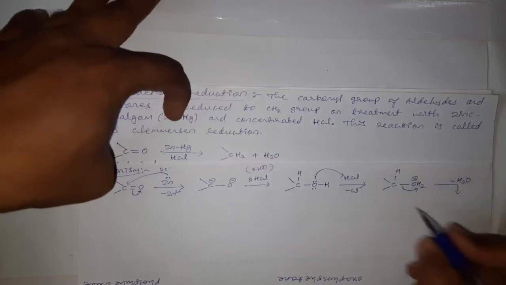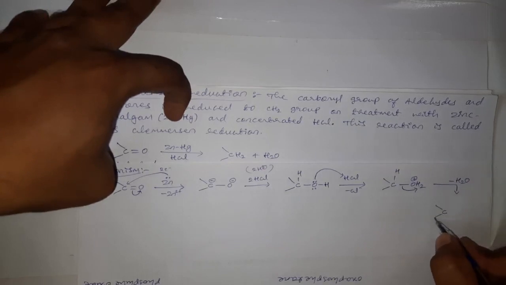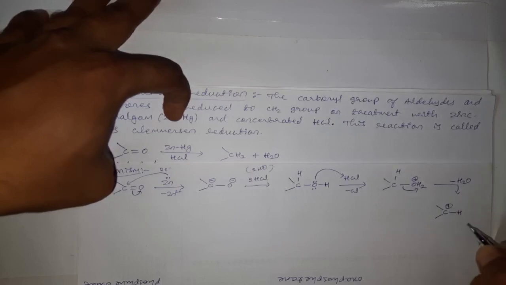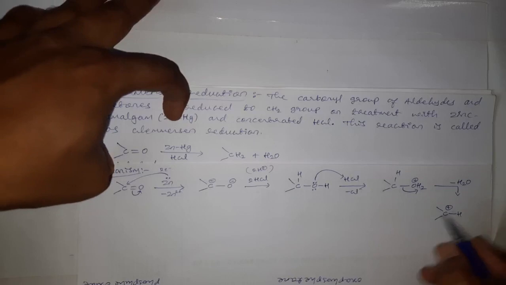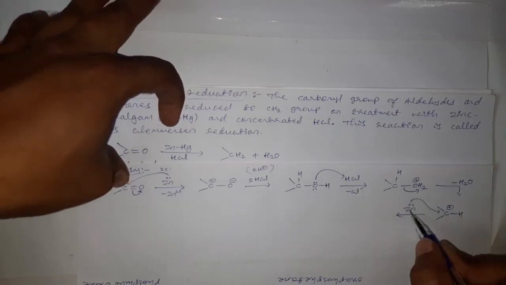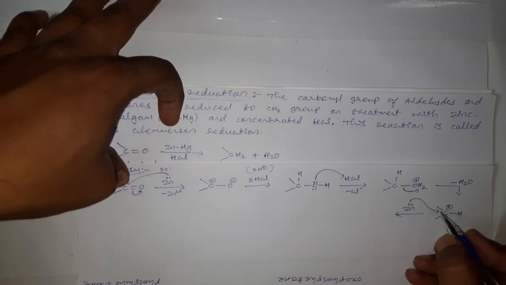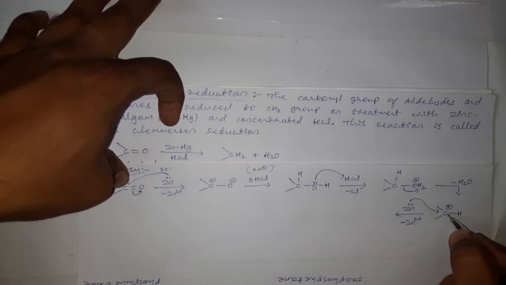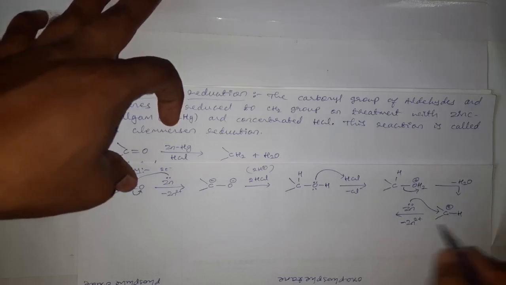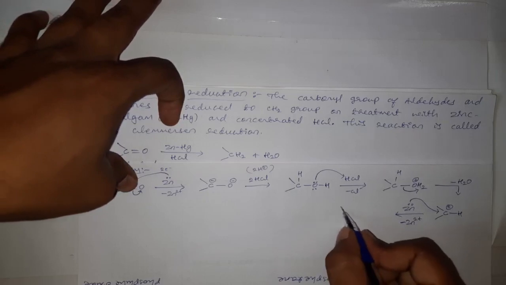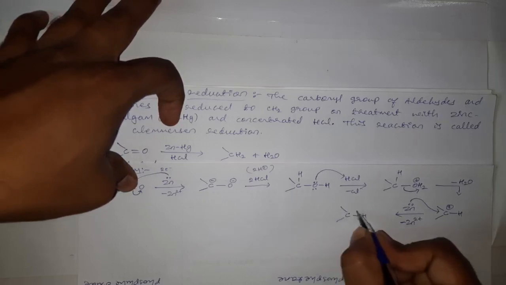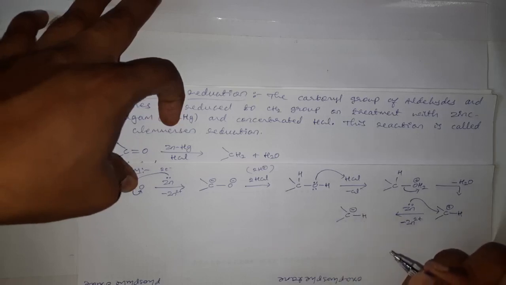In the next step, we have only the single bond carbon with hydrogen and a positive charge. This will now be treated again with zinc, which will donate 2 electrons to this carbon, and after the donation it will go out of the reaction as Zn2 plus, and this carbon will now get a negative charge. See, carbon, hydrogen with negative charge.